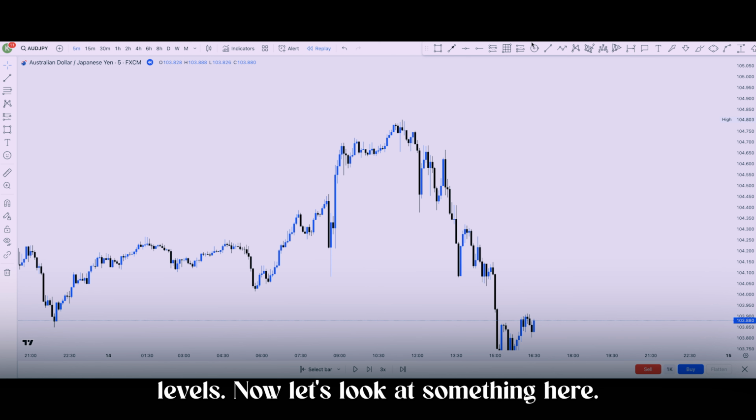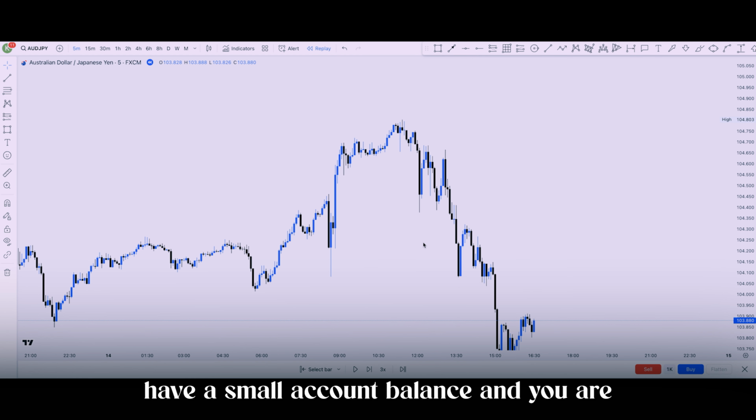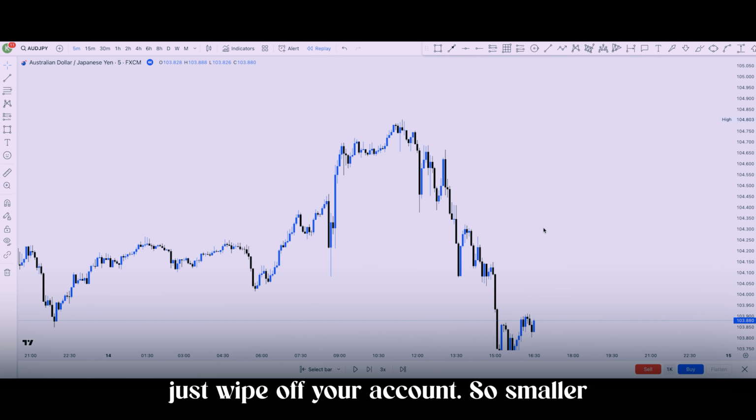Now let's look at something here. This is the 5 minutes time frame. I am not too much into scalping, even though I can scalp 100%. I love swing trading, but this is also a simple strategy you can use to scalp, especially people with small accounts. Because if you have a small equity or a small account balance and you're trying to swing, a little retracement can just wipe off your account. So scalping is always good when you have a smaller account. All you need to do is to know what you are actually doing.